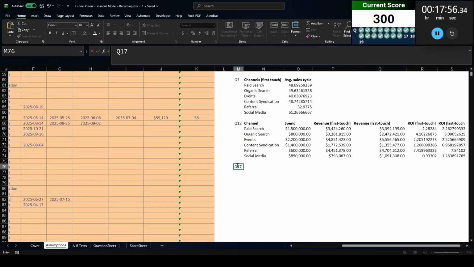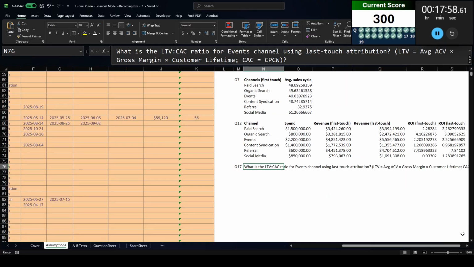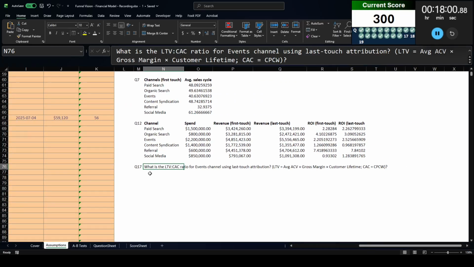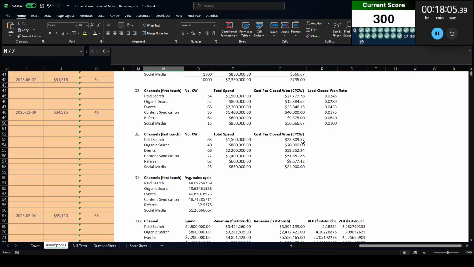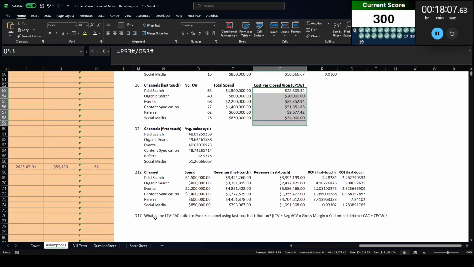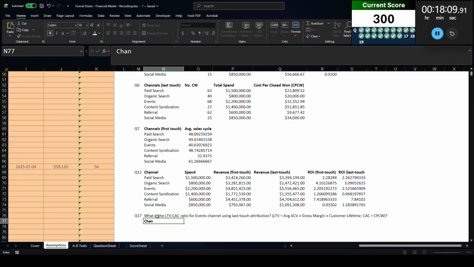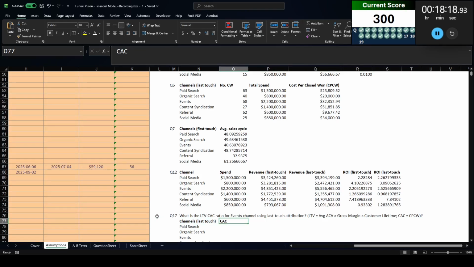We are now on question 17. I'm just going to put the question there. So, average ACV or cost of close one is already listed there for last touch. Okay, so channels, last touch. Let's bring the channels back out of here. CAC, which I forgot what it was, customer acquisition costs, is the same as this cost per close one, so we are going to reference this range there.